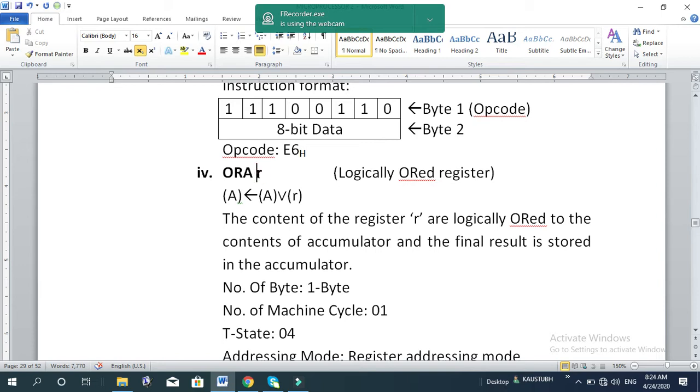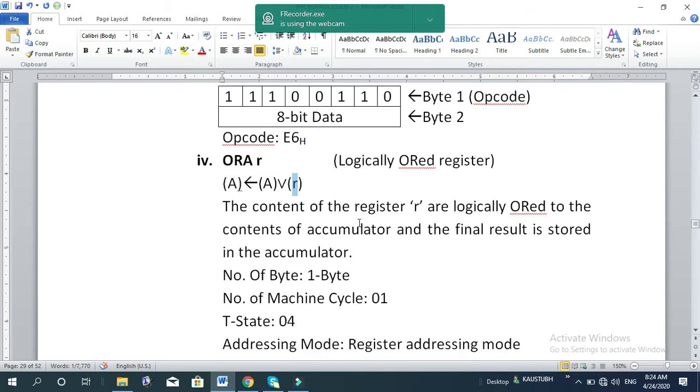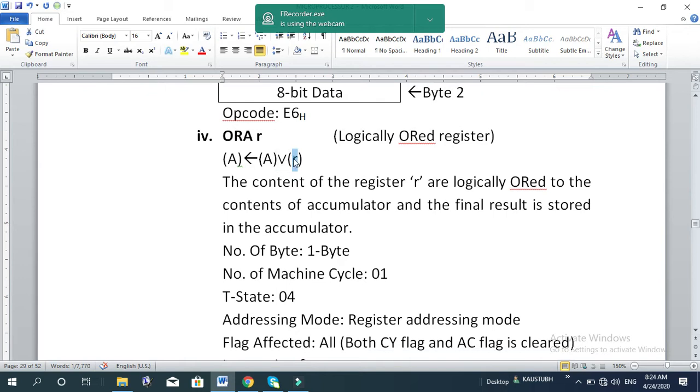Again, the same thing as ANA R. Here is ORA R, logically ORed with the register. This is the symbol for logical OR, and this R is again the specified register, one out of the 7 different registers: accumulator, B, C, D, E, H, or L. So the content of the specified register R is logically ORed with the content of the accumulator, and the result is stored into the accumulator.